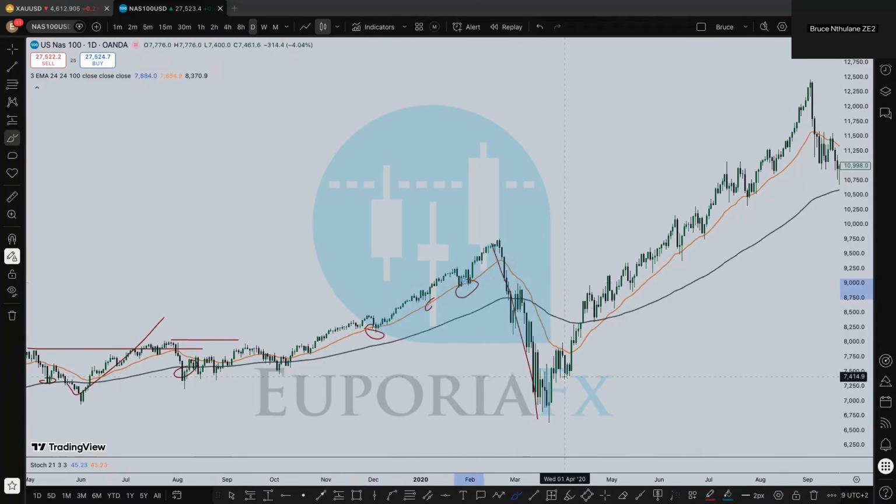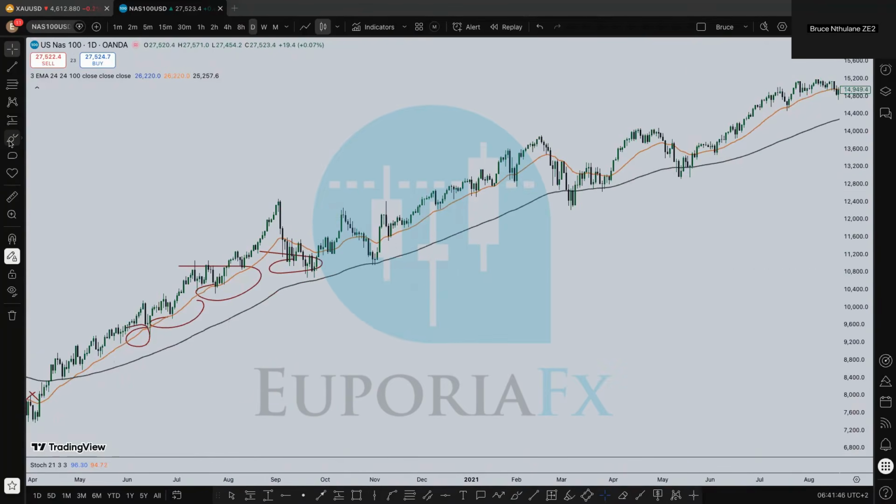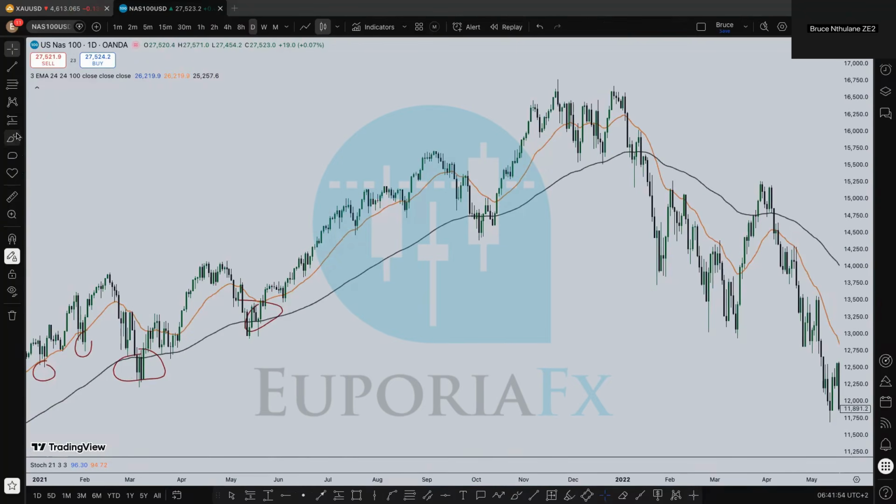COVID gave us this big drop, so you could have lost here and could have lost there. But look at what happened from 2020: it's just drop below, buy, drop below, buy, drop below, buy. Wow. So easy, right? This is how I trade. This is how we trade in Euphoria FX. Drop below, buy.